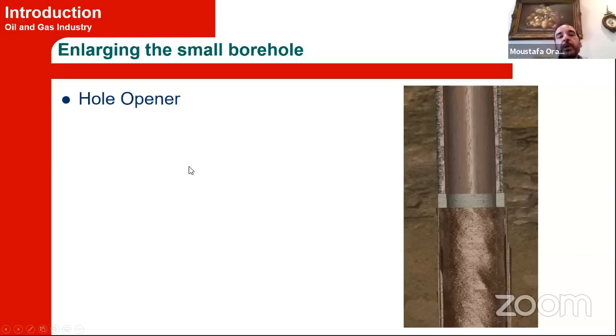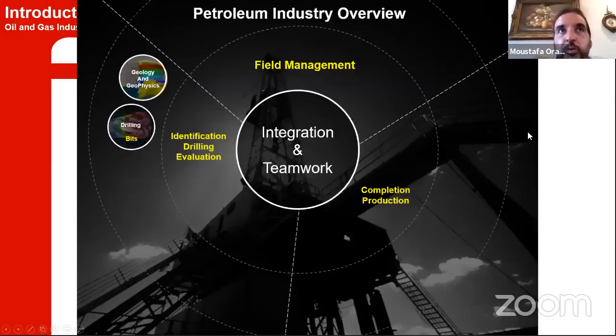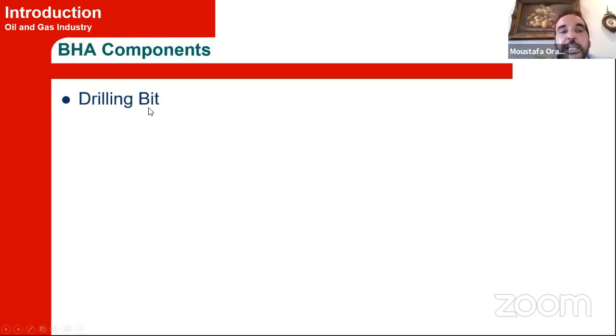Okay. So these are the bits. Now, the bit will not be able to rotate on its own. Okay, what do we need to make the bit rotate? We need motors, okay? And that's what the bottom hole assembly is all about. You start with the bit, then you have a motor on top of the bit to rotate this bit, okay? All right, so the drilling bit there, then the motor to drive the bit.